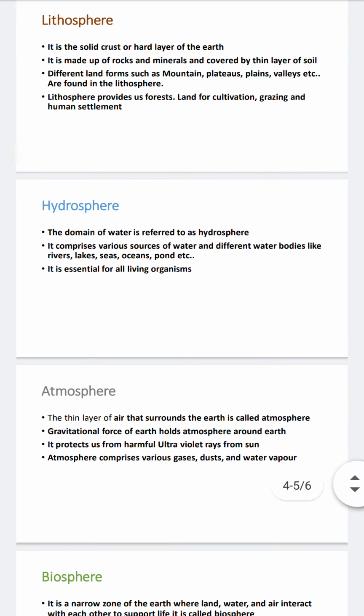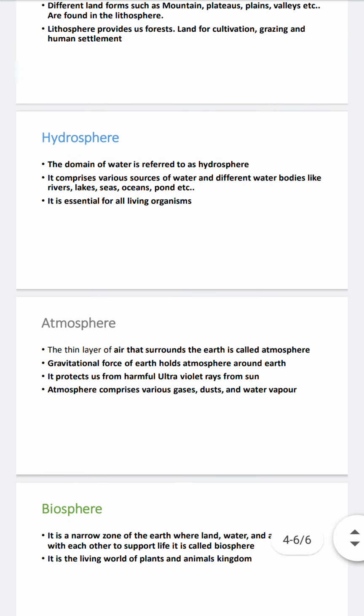Then the second important domain is hydrosphere. What is hydrosphere? The watery part of the earth is referred to as the hydrosphere. It comprises the various water bodies like rivers, lakes, seas, oceans, ponds, etc.